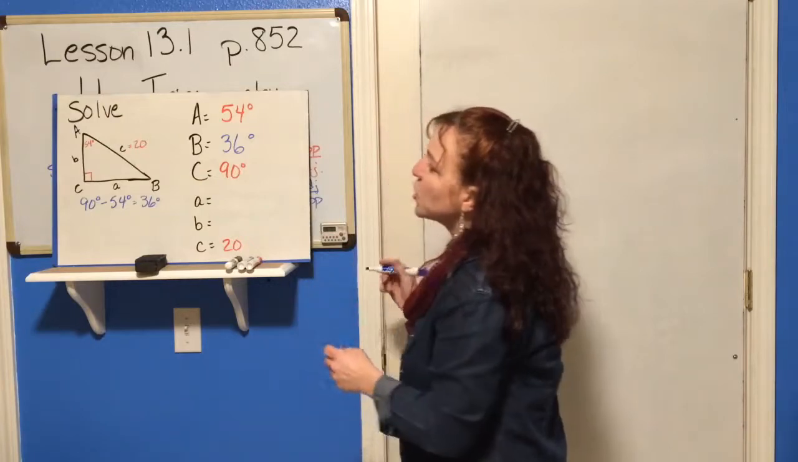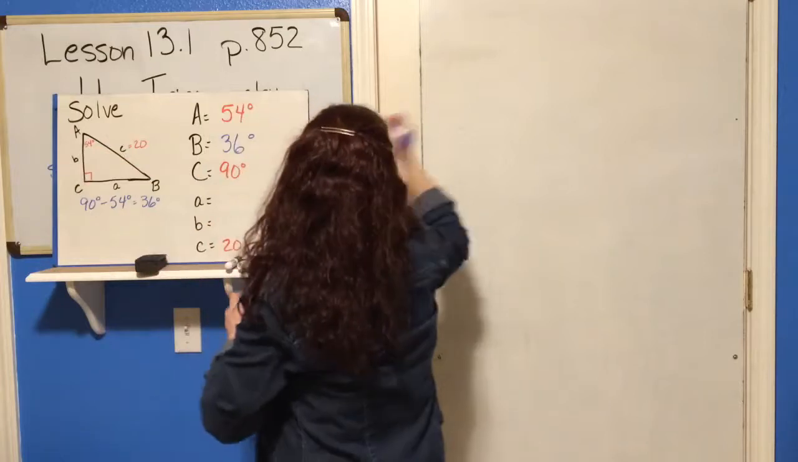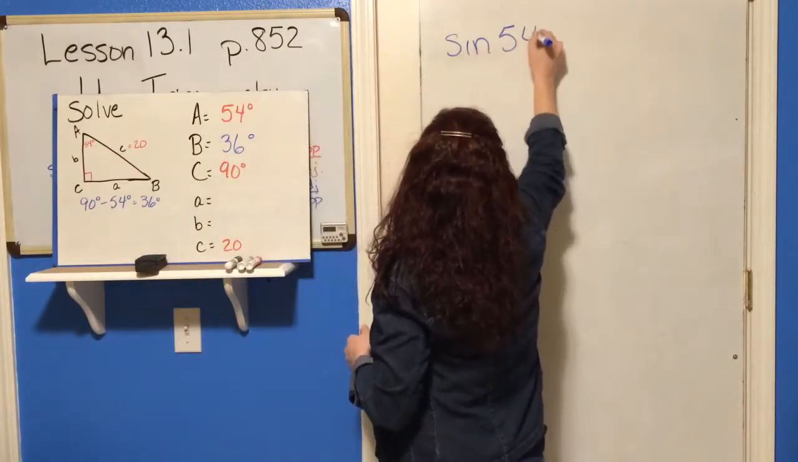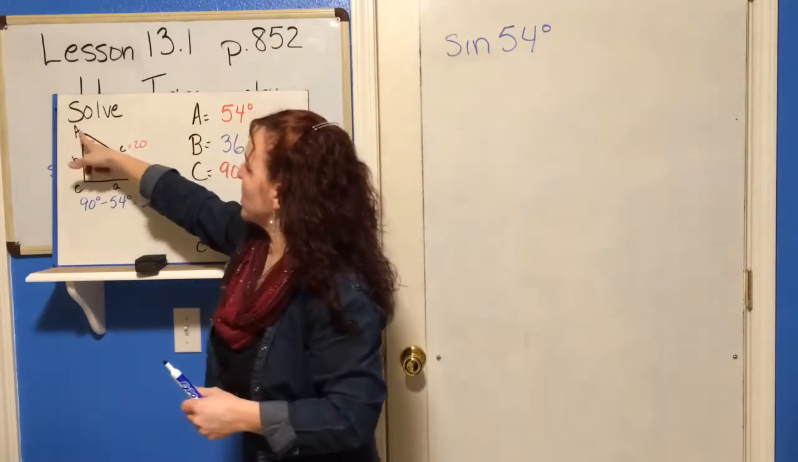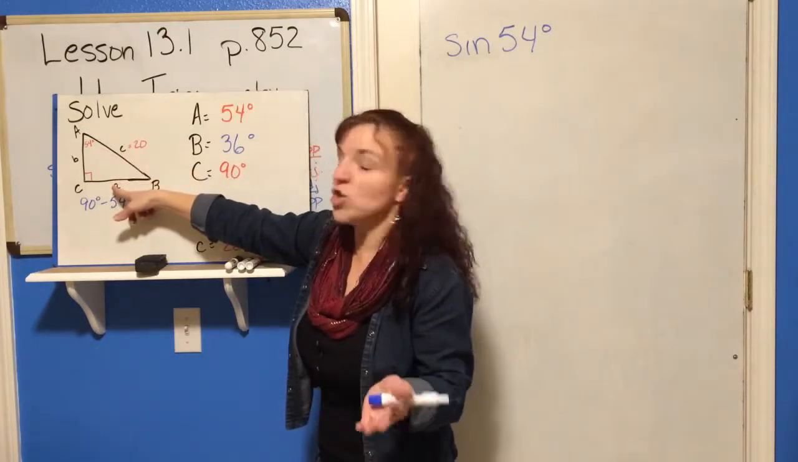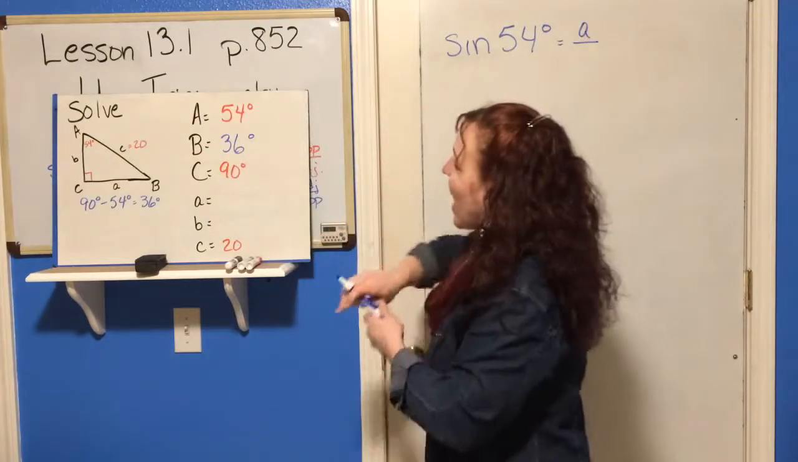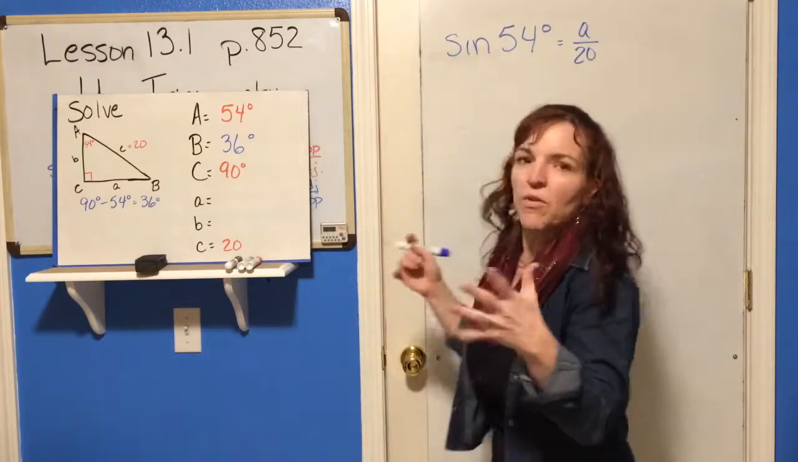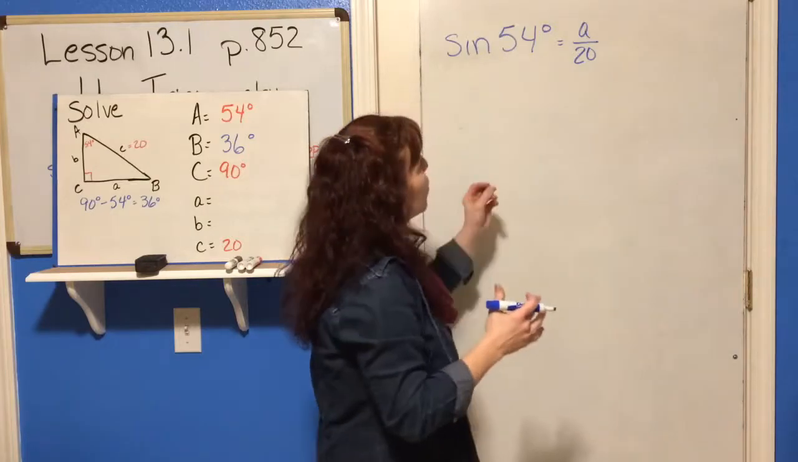And so what I did first was I said, well, let's go with sine first. So the sine of 54 degrees is going to be the opposite over the hypotenuse. The opposite is one we don't know, so that's A. And the hypotenuse is 20, and we know that one. So you've got to pick at least one of them that you know, all right? You can only have one unknown and solve it.